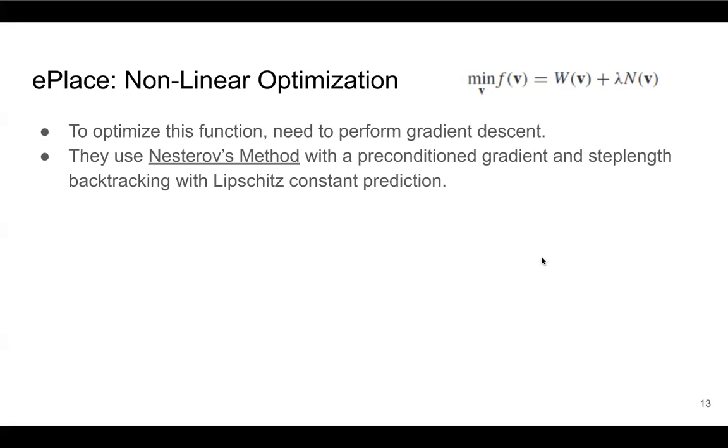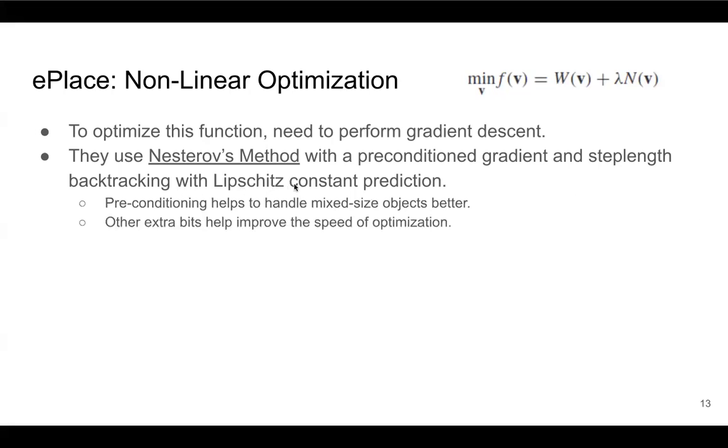So with a preconditioned gradient, what that means is that they have taken their gradient and multiplied it by the inverse of the Hessian. That just makes it better conditioned, and they found that makes them handle mixed-size objects better. But all that means is they've changed their derivative and scaled it by something on the order of the second order derivative of the function. Next up, the step length backtracking with Lipschitz constant prediction. What that really is just saying is, I'm going to estimate how far I should step along the gradient based on some math, as well as some numerical techniques where I do basically a line search. It's not exactly line search, but it's a similar idea. I'll walk through that equation more.